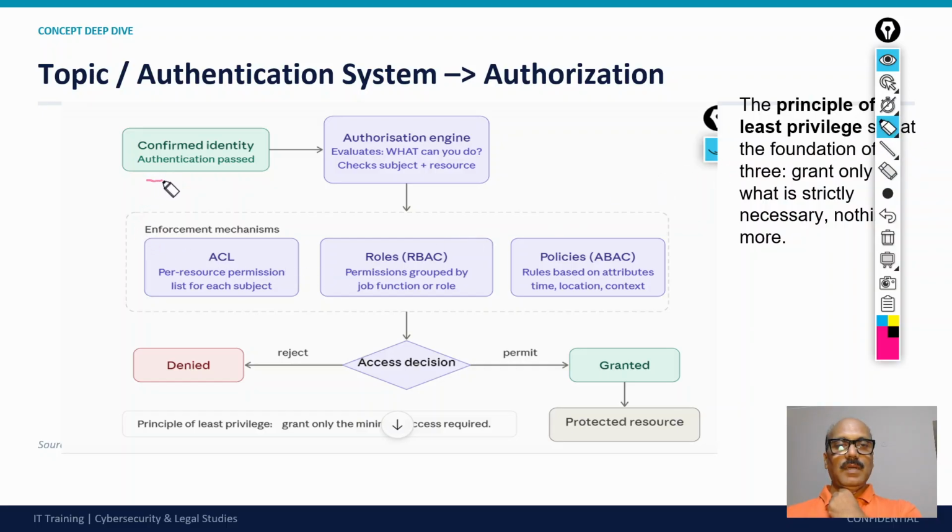As we already completely dealt with the authentication chapter, once the authentication identity has been confirmed, the next stage is authorization. Here what the user can do is decided. It checks the subject and the resource on which he is planning to perform some action. As we discussed, there are three types of enforcement. Authorization is implemented using either one of these or a combination of them. So ACL, role based, and then policies or rule based. Once that is evaluated for that user, the access is provided, and he can perform that action on the protected resource.